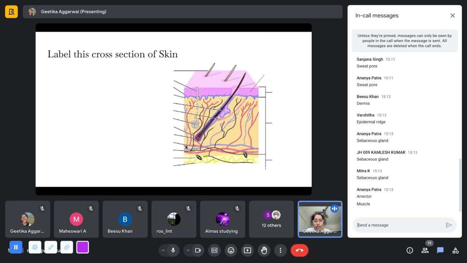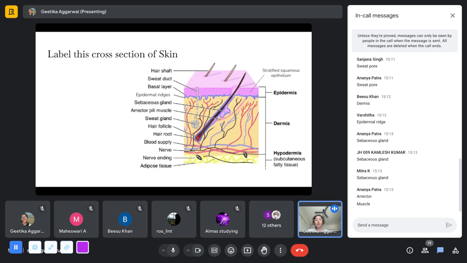This is like the hair follicle. These are the blood vessels. So moving on. So you guys were mostly correct. So we have, as I said, the epidermis, the dermis, the hypodermis. In the epidermis, the uppermost layer is the stratified squamous epithelium.